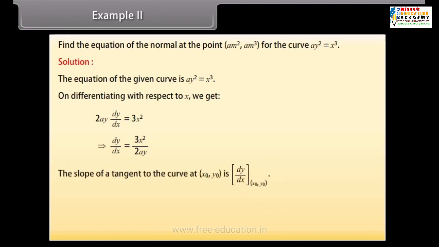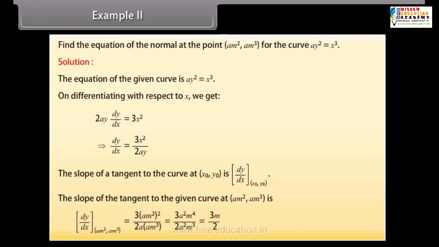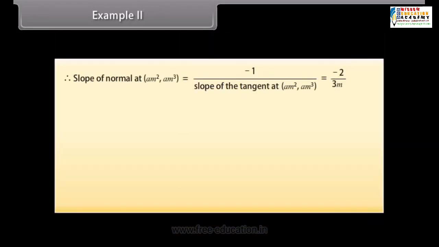The slope of a tangent to the curve at (x0, y0) is dy/dx at (x0, y0). It implies that the slope of the tangent to the given curve at (am², am³) is dy/dx at (am², am³) = 3 (am²)² / (2a · am³) = 3m/2. Therefore, the slope of the normal at (am², am³) is equal to -1 by the slope of the tangent, which is -2/3m.